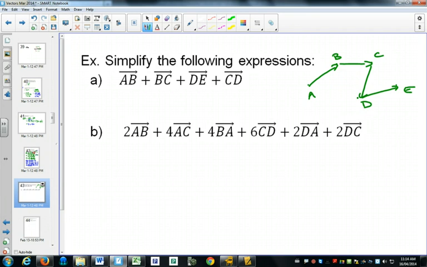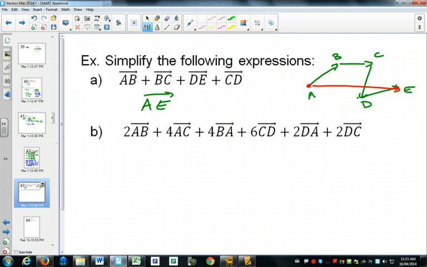So if you look at all those vectors, could they be put together? Where did we start? Starting here at A. And if we added all those vectors together, where are we going to end? At E. So that would be how to simplify it using a graph.